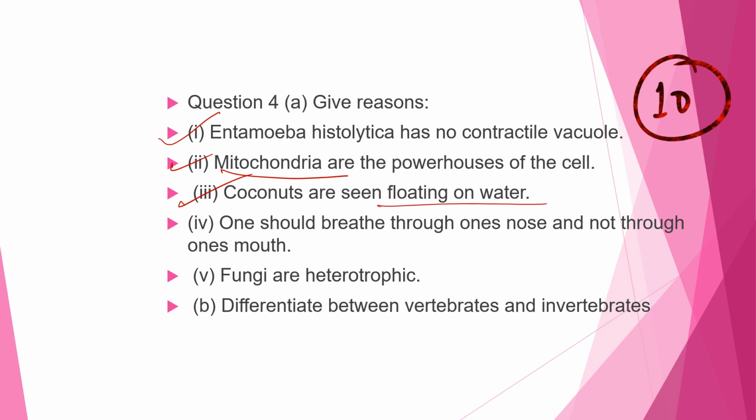Now the next one is one should breathe through one's nose only and not through one's mouth. Why? Because the nose contains hair and mucus which trap the dust particles as well as bacteria, and only pure air will enter the lungs. However, the mouth does not have hair and mucus, therefore the air breathed through the mouth is not always pure. That is why one should always breathe through the nose and not through the mouth.